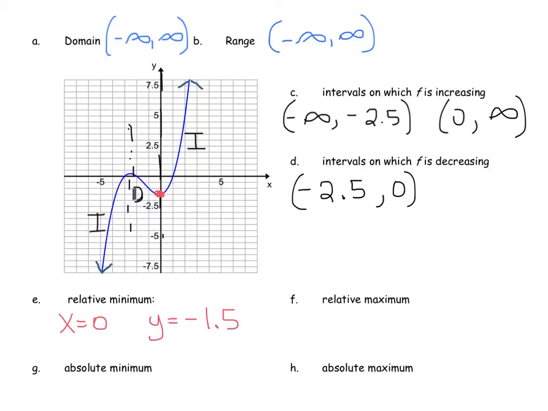Relative maximums, the highest point in their neighborhood. There's one right there. That's at x equals negative 2.5. And since we're counting by 0.5s and that's half a box, that would be positive 0.25.